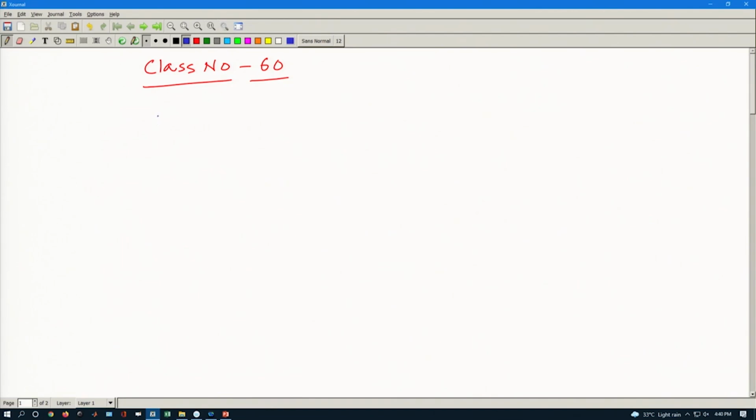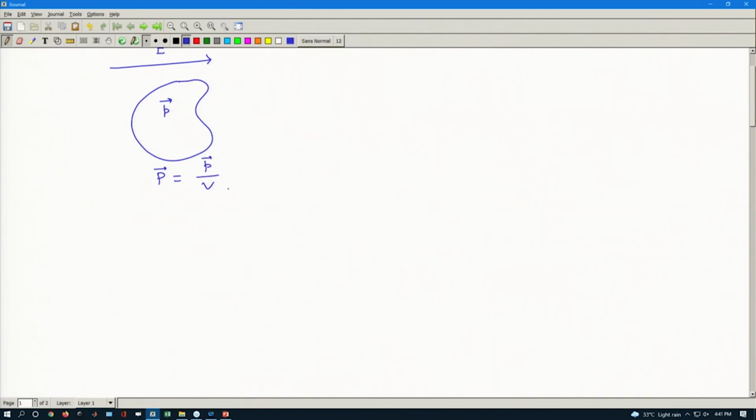In electrostatics, let me remind you, if I have an electric field and I place a dielectric material, it will give rise to something called polarization. Small p is the electric dipole moment, and big P is the electric dipole moment per unit volume. So, roughly this.